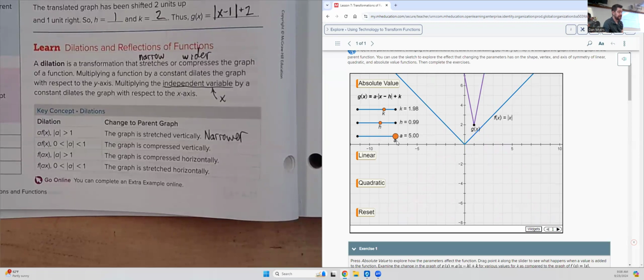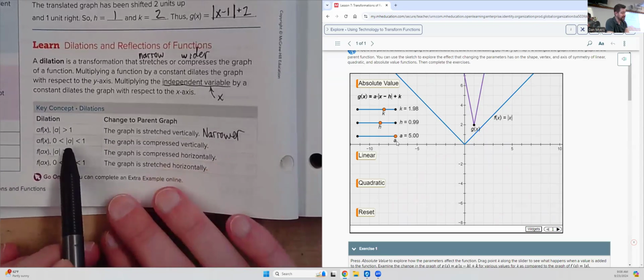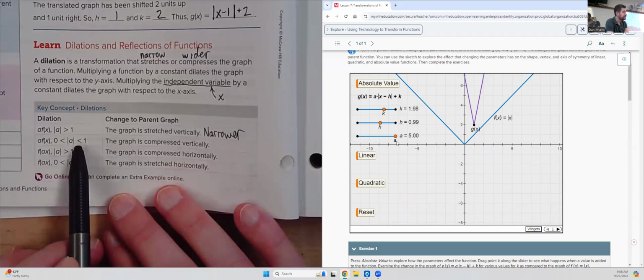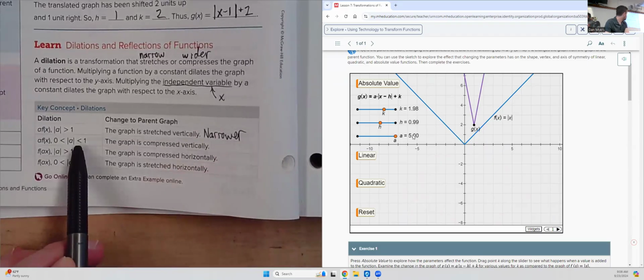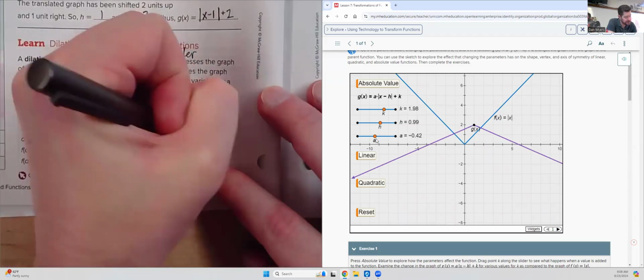That's what we're saying. Now, on the other hand, if the absolute value of a is between 0 and 1, that will make the graph wider. So once you get to 1, it gets compressed. It gets compressed more and more and more. Even here, negative 0.2, that's a pretty wide graph. So narrower, and we're going to say wider.